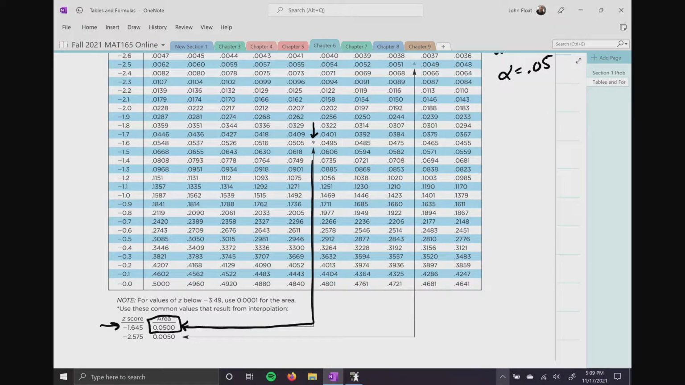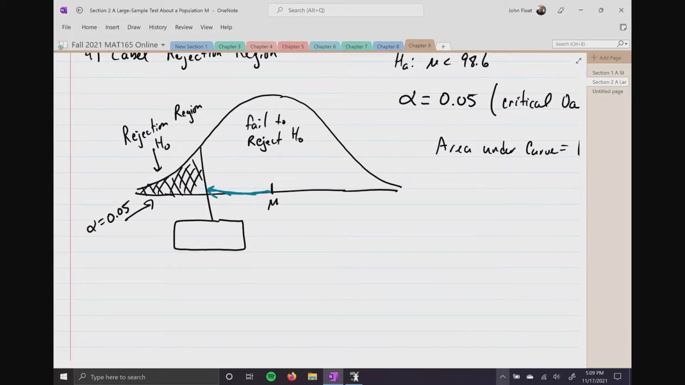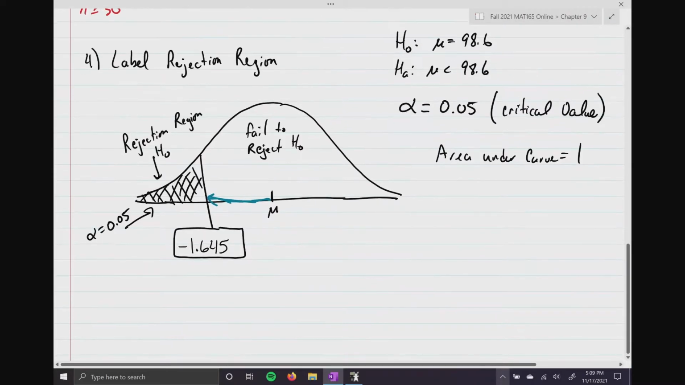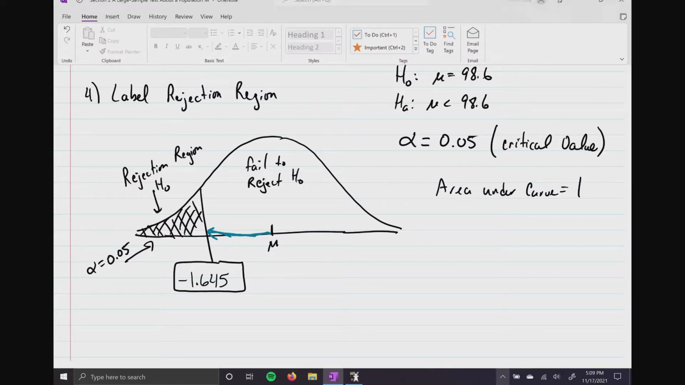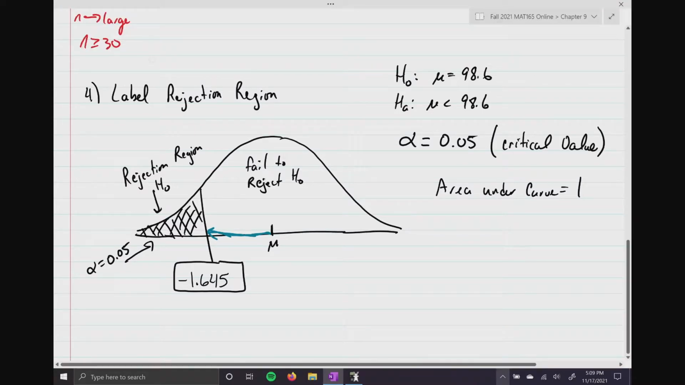The critical values, for the most part, are generally the same. However, they are different depending upon what your alternative hypothesis is. So you've got to be careful. So let's go back into our notes here. And we're going to label that rejection region of negative 1.645. Okay? So what does this mean in terms of our test statistic that we calculated?